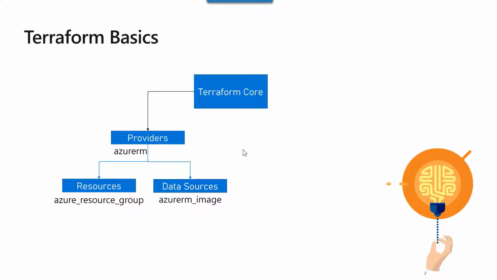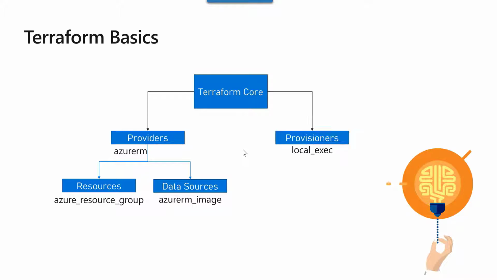And each provider supports basically resources and data sources. Resources are what you want to configure. Data sources are basically a data set that you can retrieve from the cloud service and use it as a part of input to your Azure resources that you want to configure within a Terraform configuration.